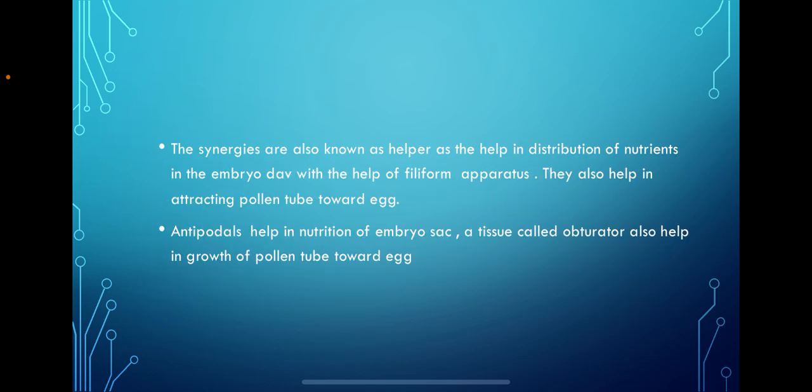The synergids are also known as helper cells, as they help in the conduction of nutrients into the embryo sac with the help of the filiform apparatus. They also help in attracting the pollen tube toward the egg. Antipodals help in the nutrition of the embryo sac. A tissue called obturator also helps in the growth of the pollen tube toward the egg.